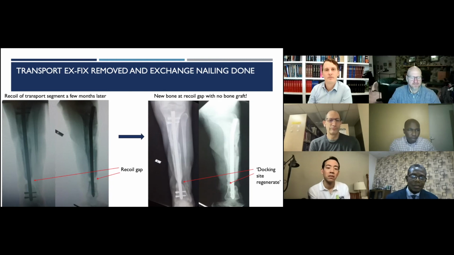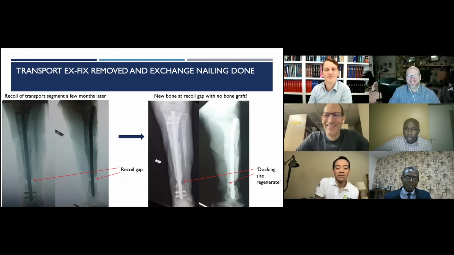And after a few months, we came in and we found that actually there was recoil of the regenerate, recoil of the transport segment. And so you can see there's a recoil gap. And so we said, oh, let's go back in and do some bone graft. Due to scheduling problems, we ended up with some delay. When she came in for admission and did a check X-ray, oh, lo and behold, there was something right in there at the docking site. There was regenerate forming, there was new bone forming. And so surgery was canceled. And he said, let's follow her up.